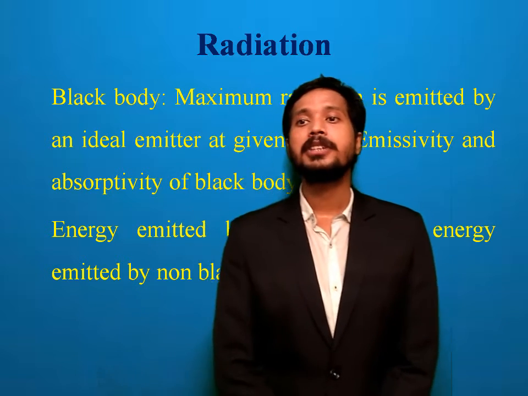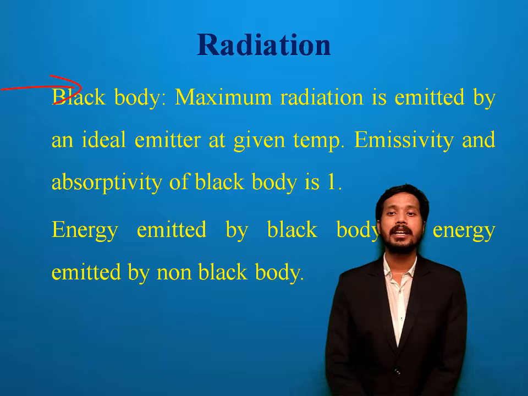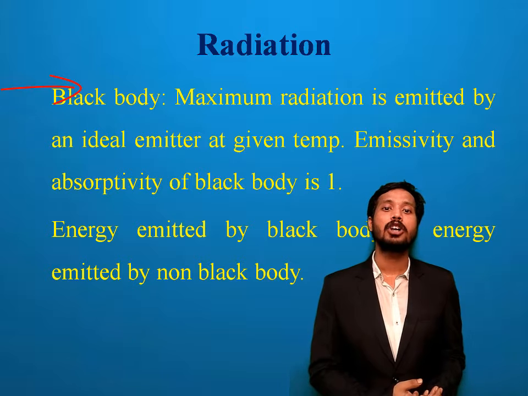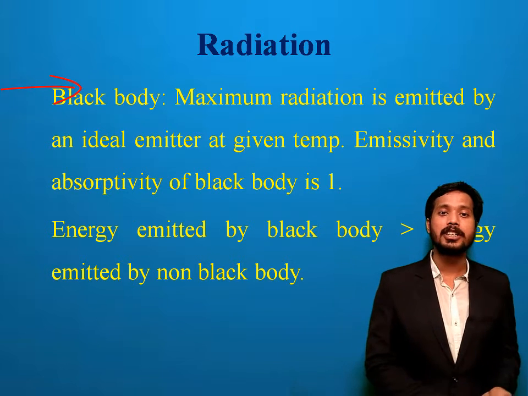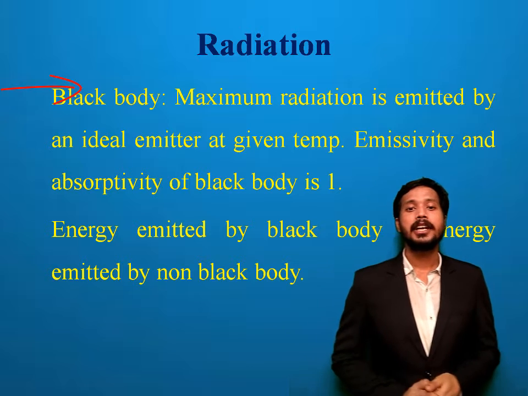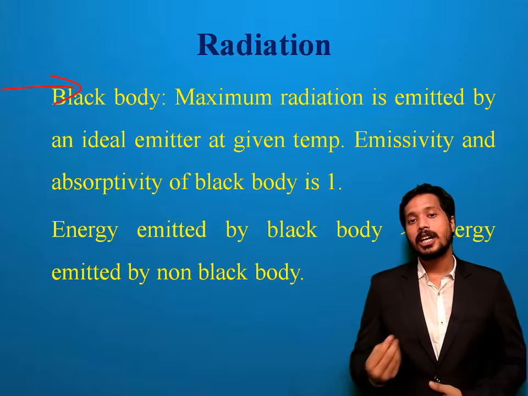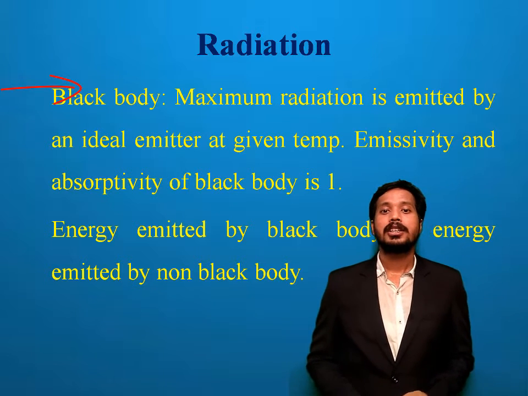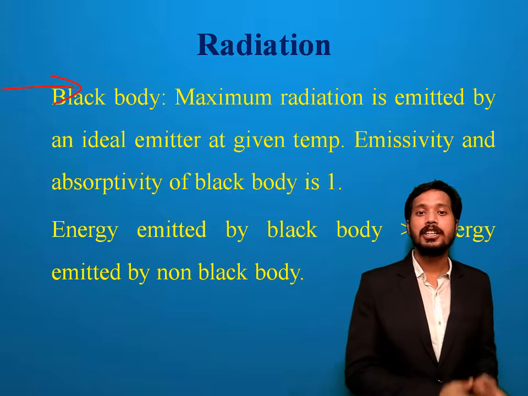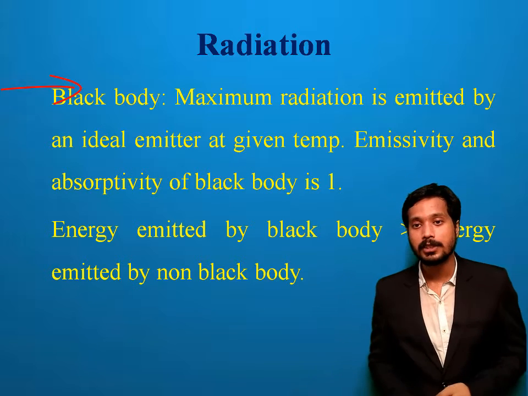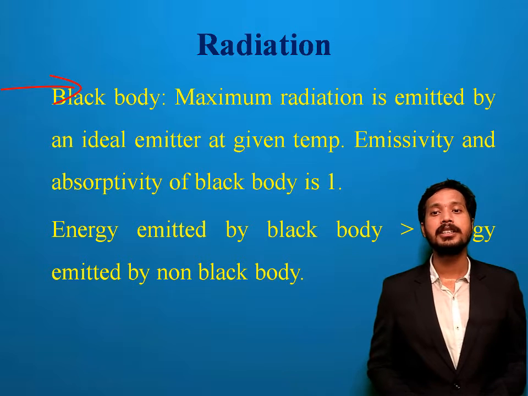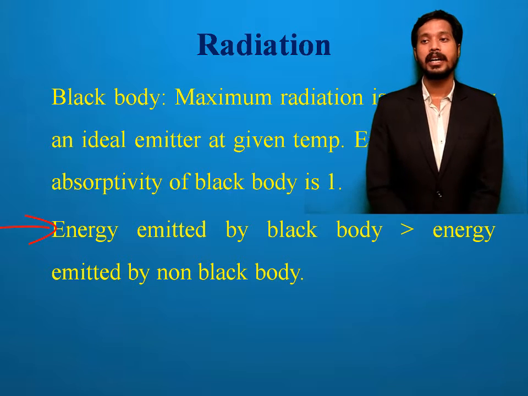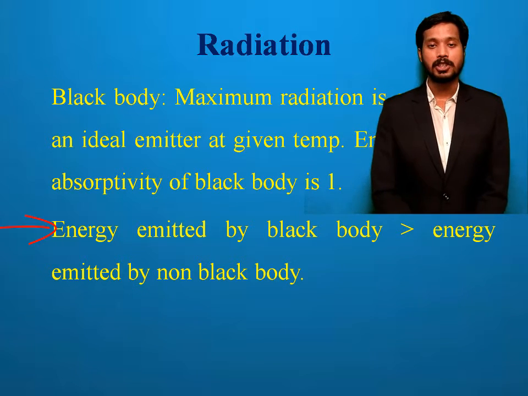So you see, maximum radiation is emitted by a black body, an ideal emitter, at a given temperature. Means whatever amount of energy is absorbed by the black body, the same amount of energy will be emitted by the black body. So there will be no chance of refraction or reflection or transmission. The energy emitted by a black body will be the energy absorbed by the black body. So emissivity and absorptivity of a black body is 1. So we can write that the energy emitted by a black body is much more than the energy emitted by a non-black body.